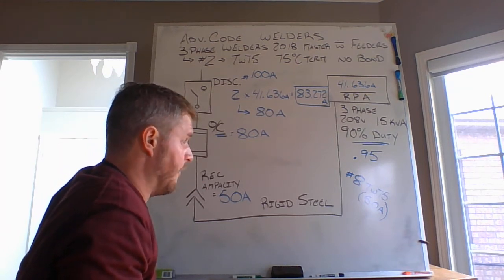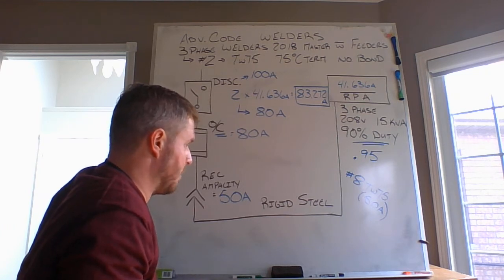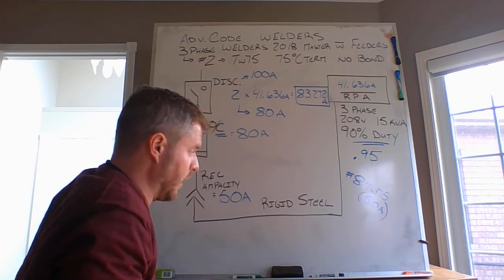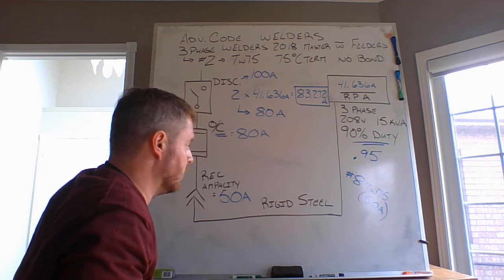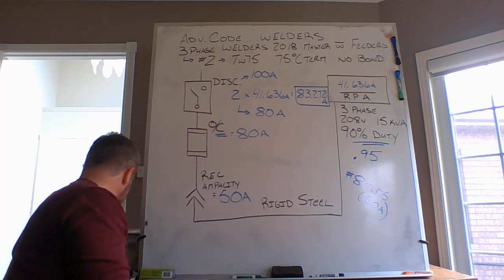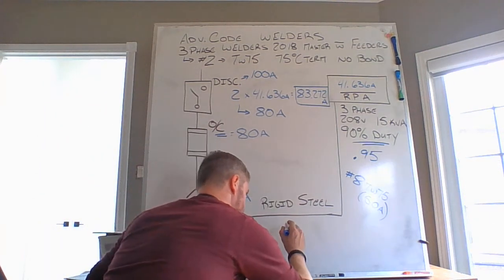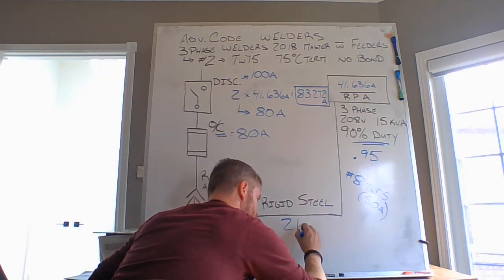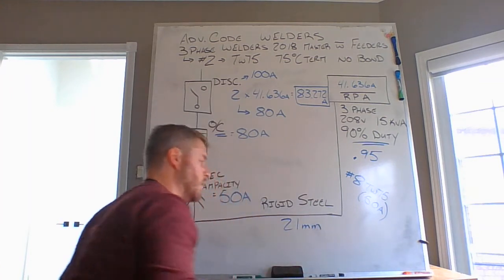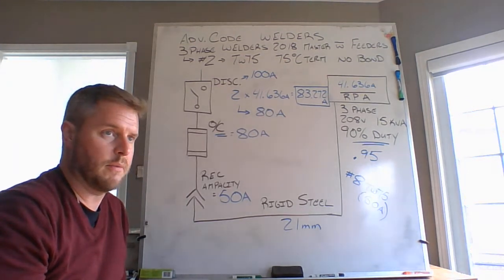So once again, I fully trust your capabilities of doing a conduit fill calculation, once again, for rigid steel. At that point in time, when you look at these calculations for your rigid steel installation, 3 number 8s, you're going to be a 21 millimeter rigid steel. 21 millimeter rigid steel.